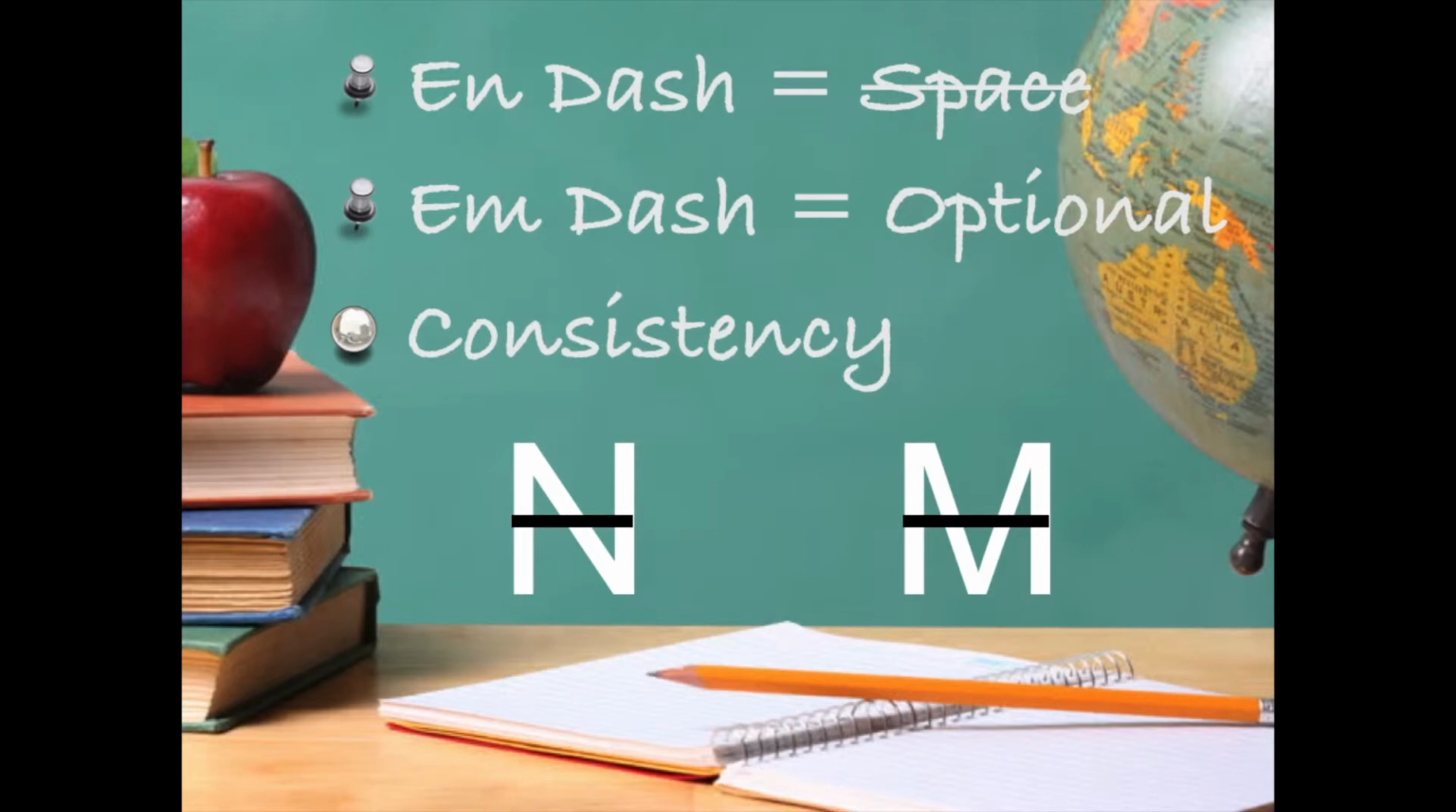Now that you're ready to use the dashes in your writing, make sure to remember that N dashes never have spaces around them. But it's up to the writer whether or not they'd like to add spaces around the M dash. Whether or not you decide to use spaces, make sure to be consistent throughout your entire paper.